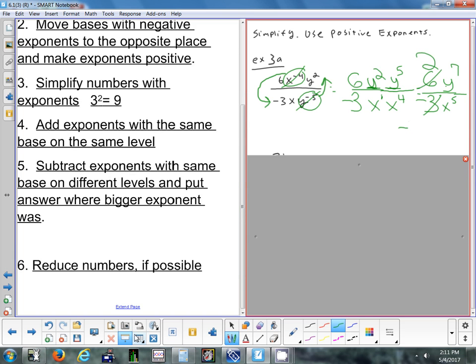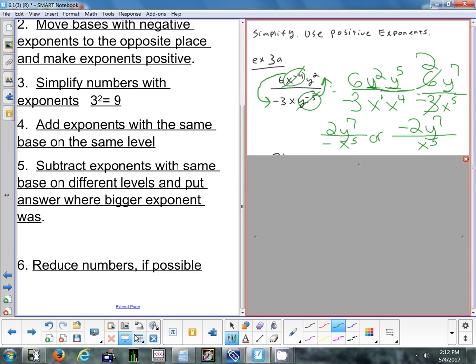I could write that negative 2. What's left? Y to the 7th. And then on the bottom, I'm going to have x to the 5th. So we took this negative and just moved it to the top. The other way around works too. 2y to the 7th over negative x to the 5th.